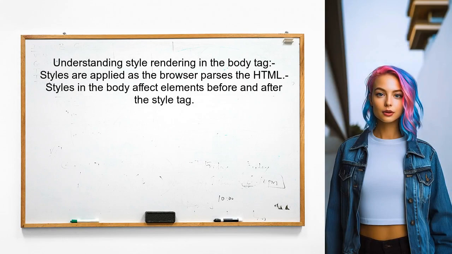To understand how browsers render the style tag within the body, the user should first know that styles are applied as the browser parses the HTML document. This means that any style defined in the body will affect elements both before and after the style tag.